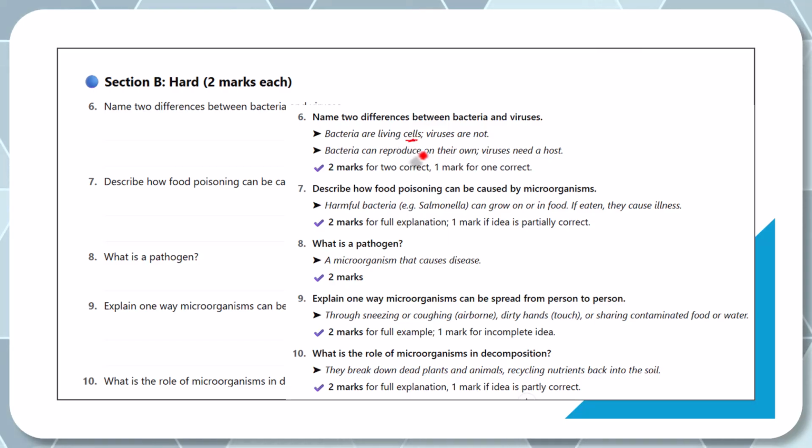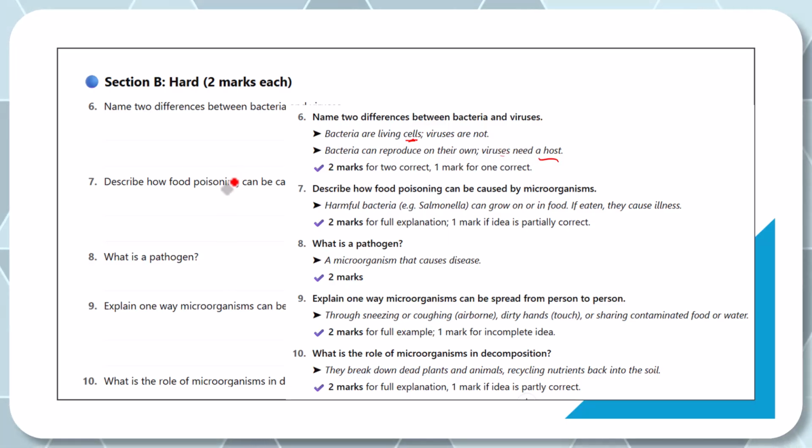Now, bacteria can reproduce outside your body on their own. But viruses need a host. A host is like a cell or a tissue that they enter, and then they reproduce there. But bacteria can just reproduce outside the body, like on a table. If there's food and nutrients, they can just multiply. But viruses need to enter your body, and it is your body they're going to use to multiply. Okay, so this is it.